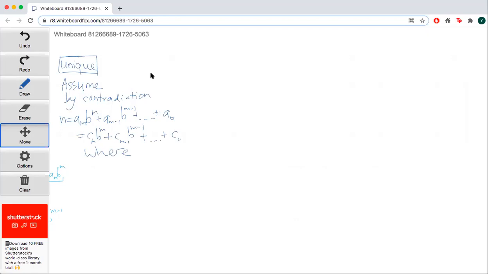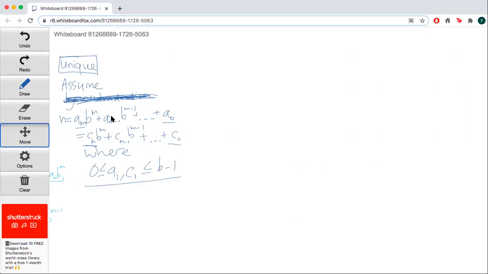We don't even need to do contradiction. Basically, assume, no need for contradiction here. Just assume that n can be expressed in 2-digit forms. So you can express it with all these AIs, and you can express it also using digits C. I'm just going to write where 0 is less than or equal to AI and CI less than or equal to B minus 1, because that's the only condition we have on digits.